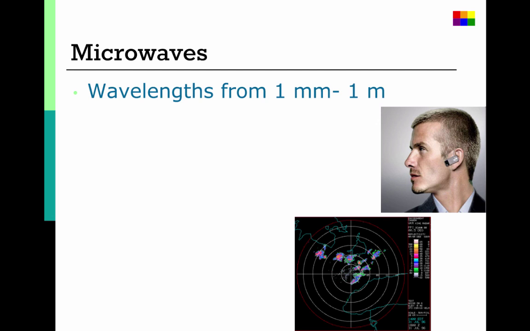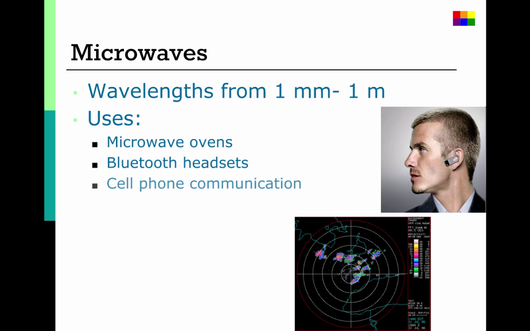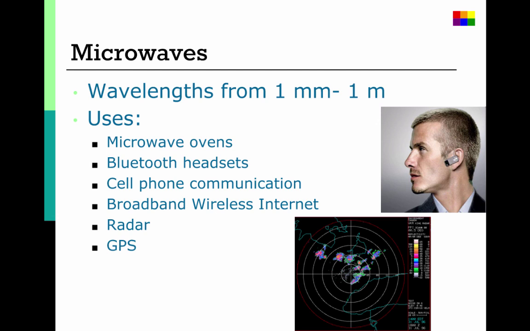Microwaves are the next step. They have a wavelength between 1 millimeter and 1 meter, and they're used in microwave ovens, Bluetooth headsets, cell phone communication, broadband wireless internet, radar, GPS, and video game controllers. If you have an Xbox or a PS4 and you are able to continue to play from the other side of a wall, it's because it does not have a line of sight that it needs. It uses microwaves.